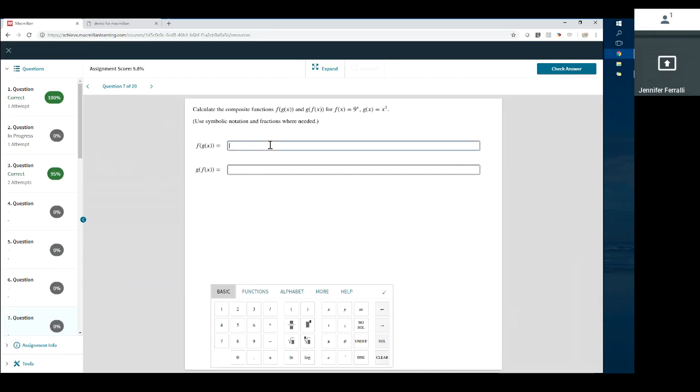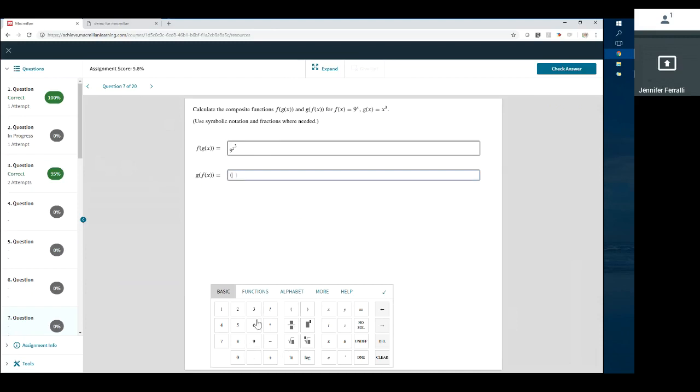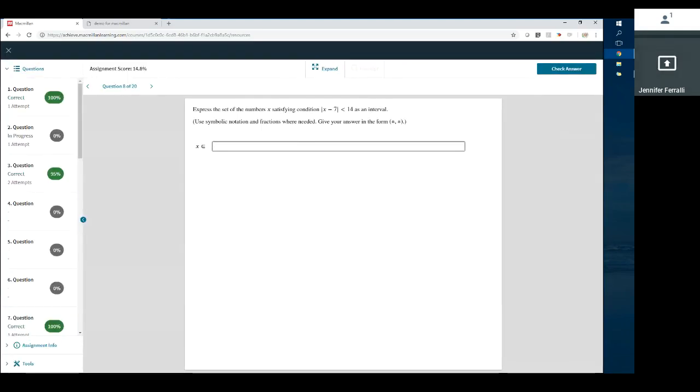Here's an example of entering in an expression. And everything is completely accessible through the keyboard or the use of our palette. Here's an example of entering in an interval where the endpoints are also assessed as being correct or incorrect, and any canonical form is accepted.